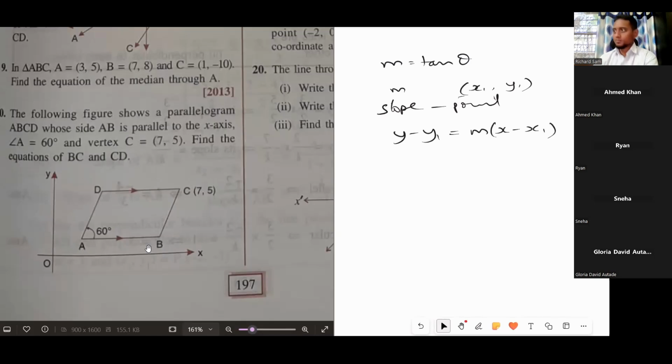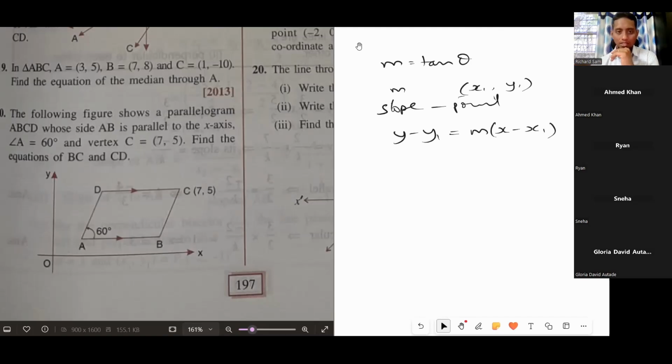AB and DC are parallel to each other, so their slopes are the same. In fact, their slope is 0 because they are parallel to the x-axis. Any line parallel to the x-axis has a slope of 0. They're asking you the equation of BC.